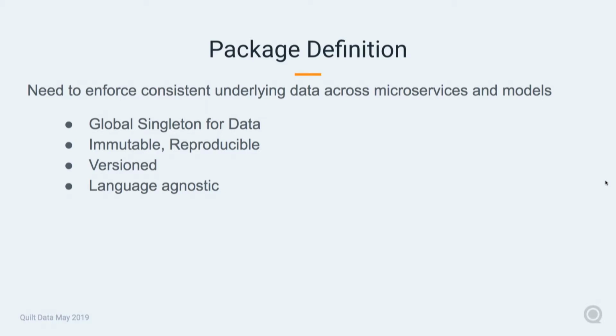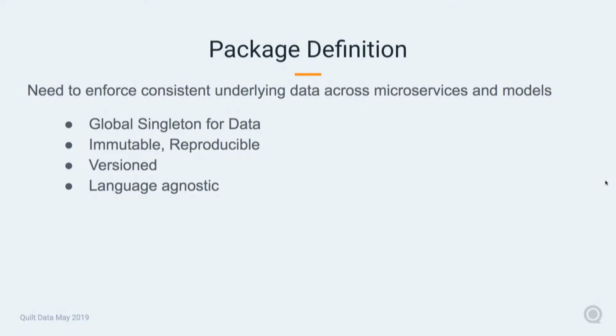So what do we need to have a good usable package definition? Well, we want to have a global singleton for the data so that every subsystem ends up referring to the same underlying data object if it's supposed to be semantically the same. We want to make sure that it's immutable and that it's reproducible. So if I want to run my pipeline later, I'm guaranteed to be able to run it on that same data, and that data hasn't changed.